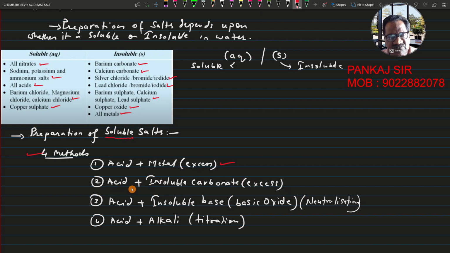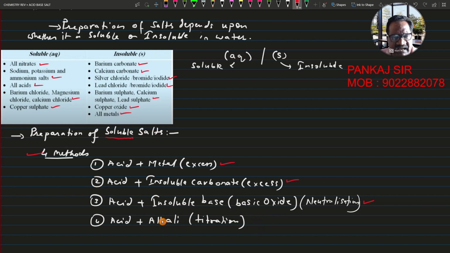The second method is you take an acid and an insoluble carbonate, that too in excess. This is a second method which will give you a soluble salt. The third method is you take some acid and make it react with some insoluble base. Insoluble bases are mostly basic oxides, and this process is known as neutralization. I'll explain when I deal with it in detail.